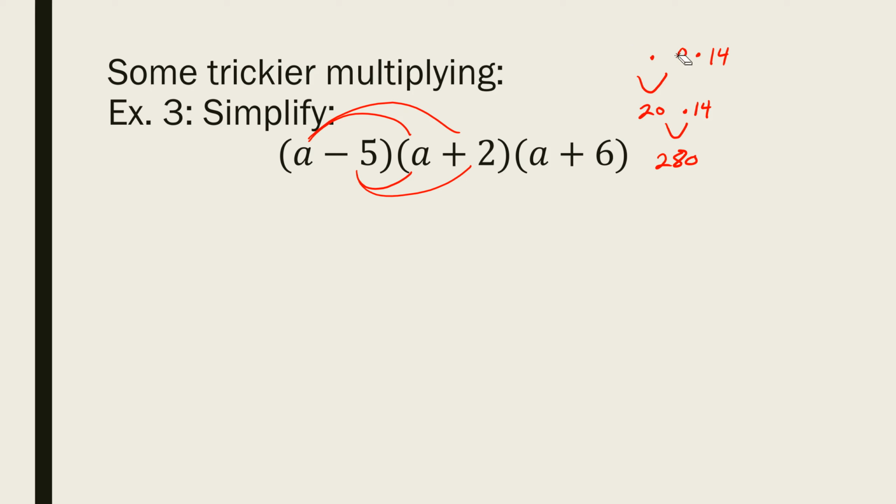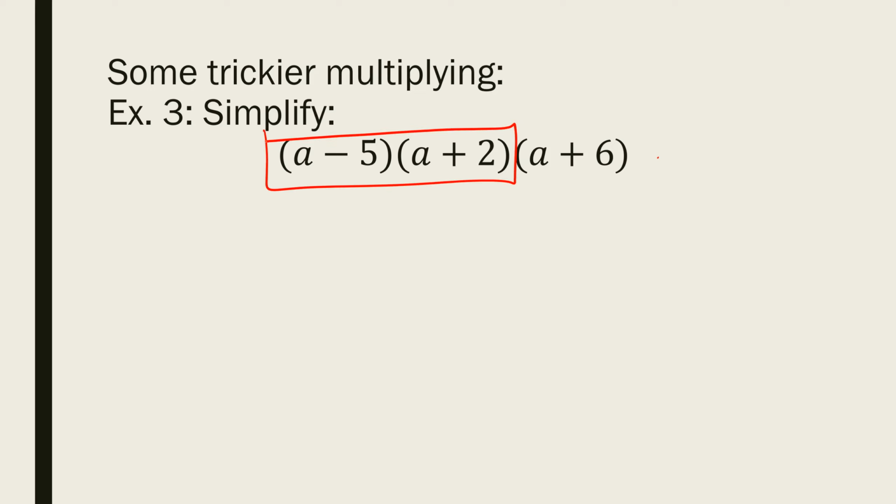So we're going to use the same principle here. Namely, let's just worry about multiplying these two together. Then we'll end up multiplying the third. So we'll ignore the third polynomial for now. We're just multiplying the first two together, and I need to use FOIL.